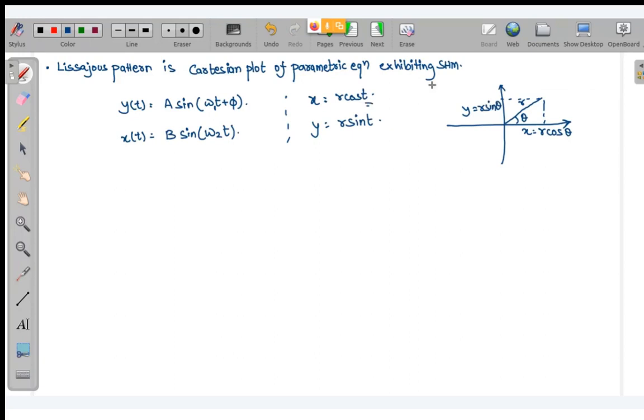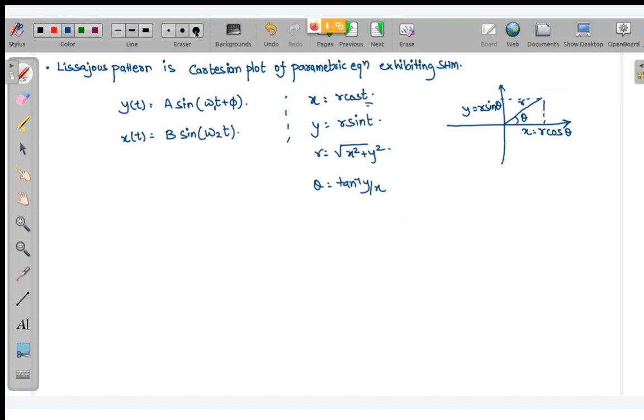Radians. Yes, radian quantity. Time is a radian quantity, so I can denote it over here. So r will be equal to the square root of x squared plus y squared, and theta is equal to tan inverse of y by x. So this is also a parametric equation. Okay, parametric equation, you can draw it.